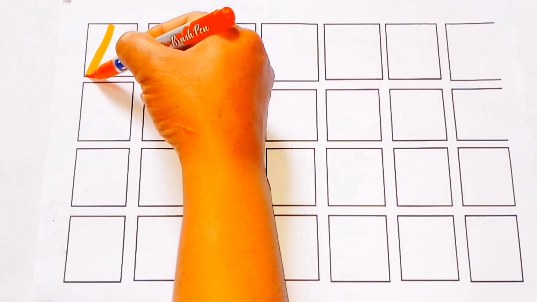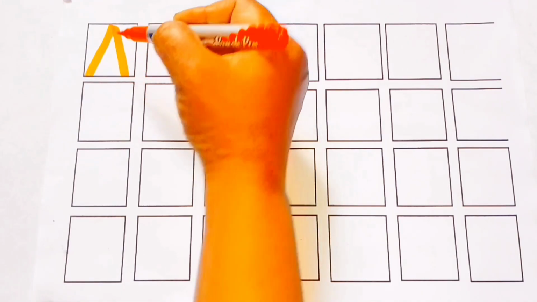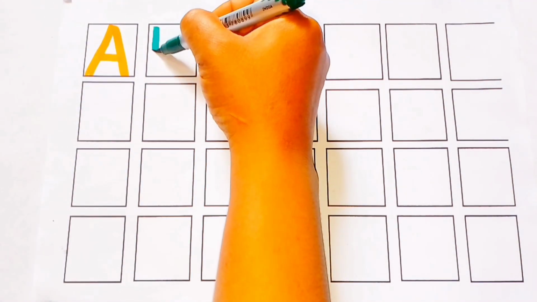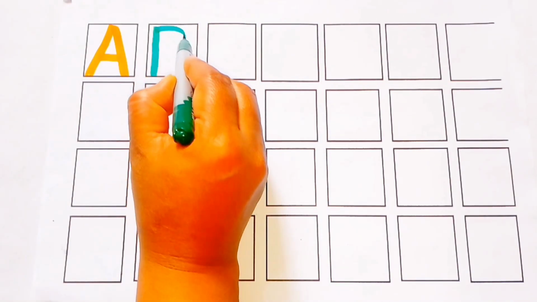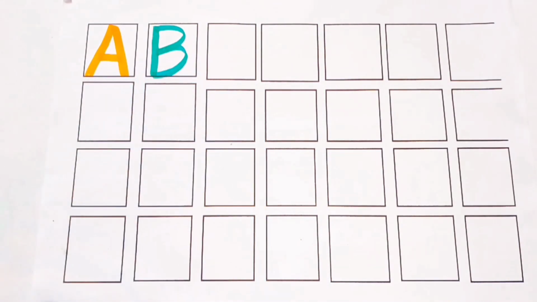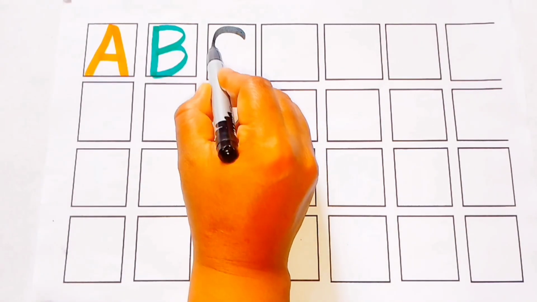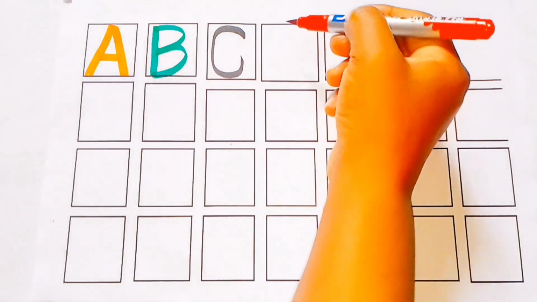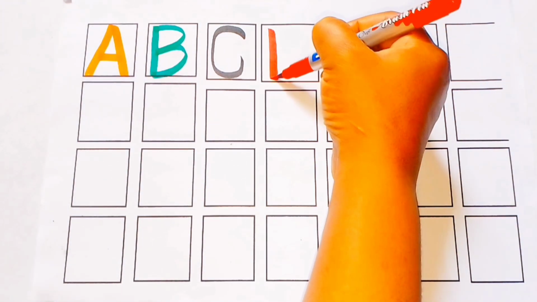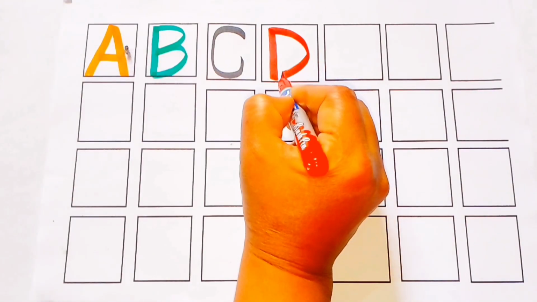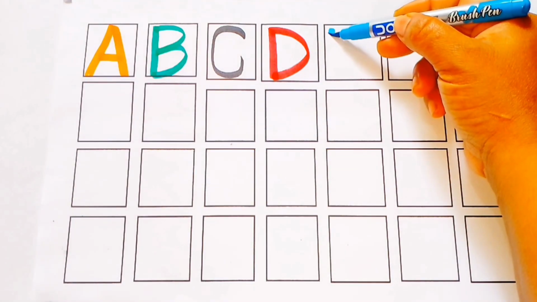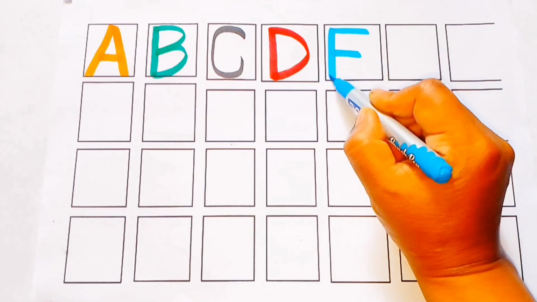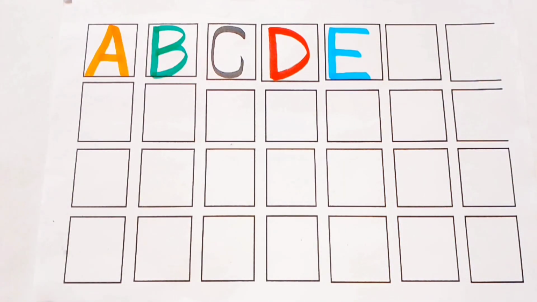Orange color A. A for ant. Green color B. Black color C. Red color D. Sky blue color E.